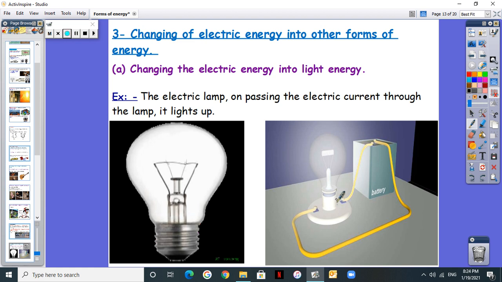Here we change the electricity from the battery into light energy, so the lamp lights up. Again, we can change the electric energy into light energy. We can change electricity passing through the current into light energy that makes the lamp light up. So we can change electric energy into light energy in the electric lamp.